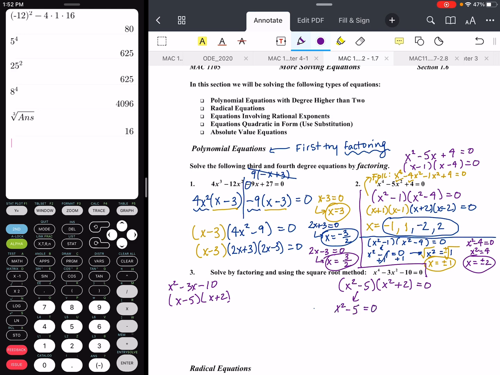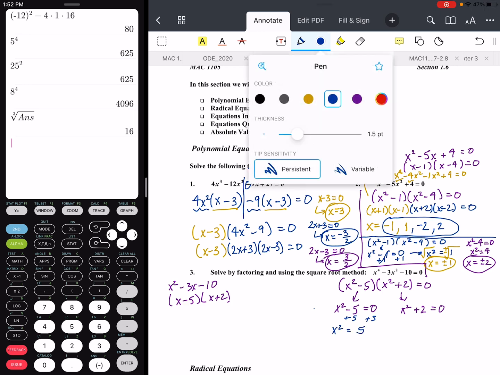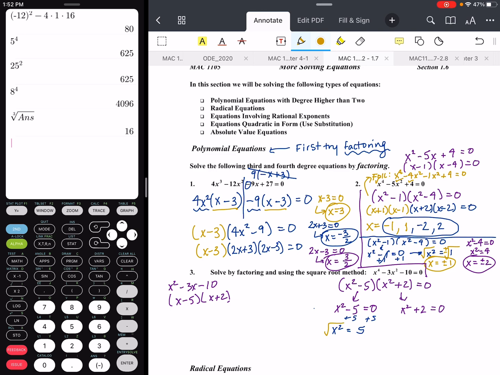So x squared minus 5 equals 0, or x squared plus 2 equals 0. And because we can't factor these further, we can go ahead and use that square root property like we did before. So if I add 5 to both sides, that gives me x squared equals 5. Then taking the square root of both sides, remembering your plus or minus, that gives you x equals positive or negative square root of 5. So there are two possible solutions.